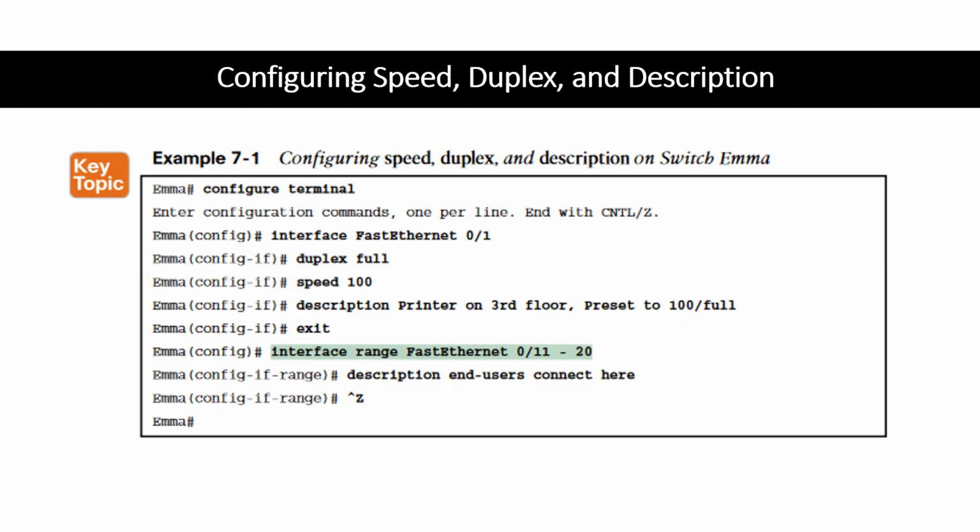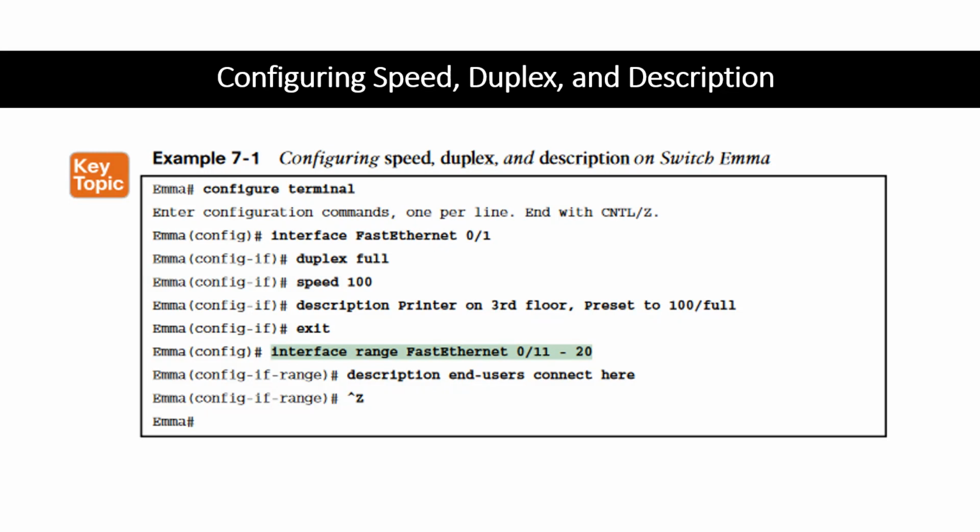We can also configure duplex, whether it's running in half or full. Half means it's waiting to send data; it can only send data one way. It can't send data bidirectionally. Duplex being full, it can send bidirectionally.